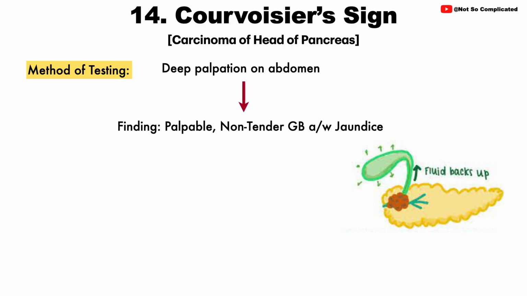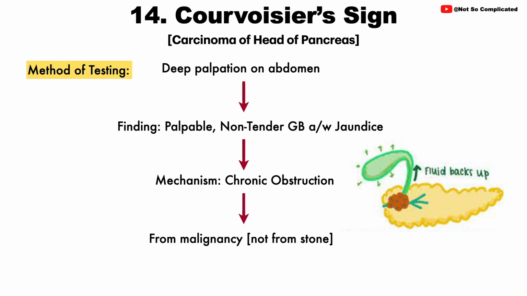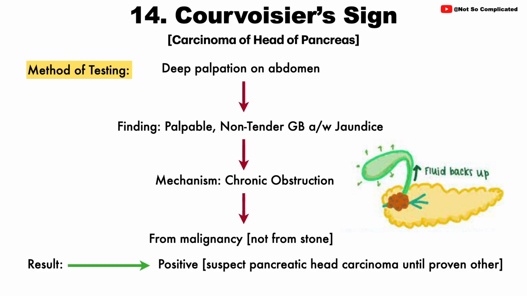a palpable non-tender gallbladder because the gallbladder is not inflamed yet, but associated with jaundice because there will be no release of bile to the duodenal site. All right, so that is why Courvoisier sign is positive in the case of carcinoma of the head of the pancreas. The mechanism is obviously chronic obstruction from malignancy and not from stone. All right, you have to remember that it is not from stone. So if the result is positive, suspect pancreatic head carcinoma until proven otherwise.